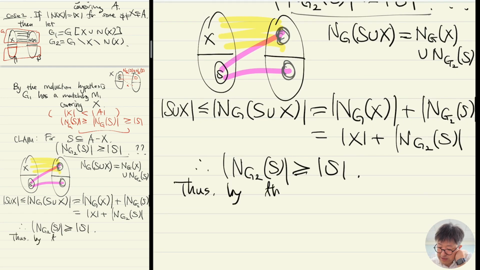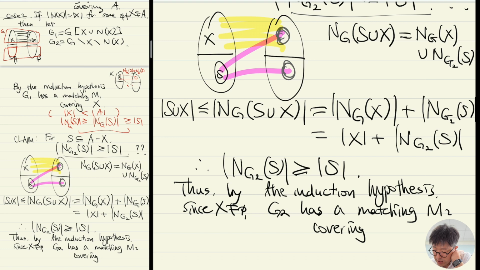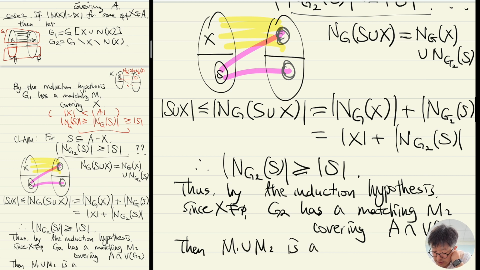Thus, again by the induction hypothesis, we are using the fact that X is non-empty. Since X is non-empty, G2 has a matching M2 covering A intersection G2. Then M1 union M2 is a matching covering A. Okay, so that's the second proof. All right.